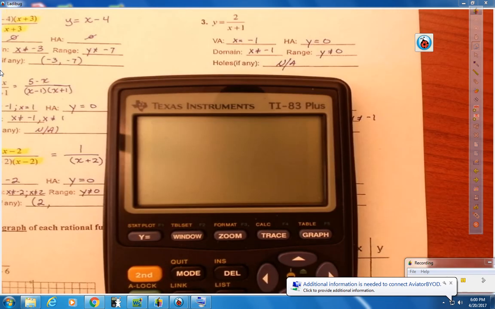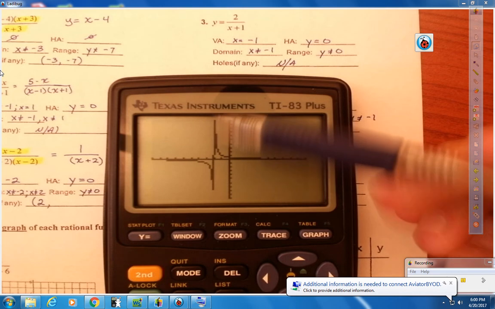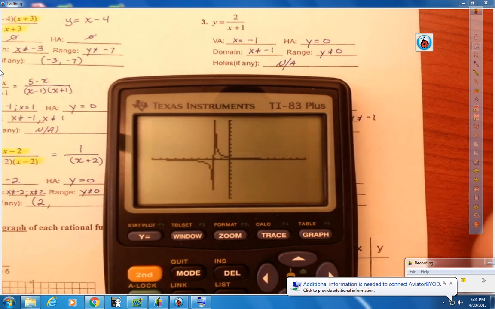So if I graph y equals 1 over x plus 2, and again, we have our vertical asymptote, we have our horizontal asymptote. If you have the nice new calculators, they don't put this silly line in here. The old ones do because of the way the program's written.